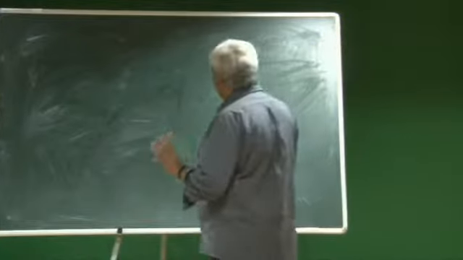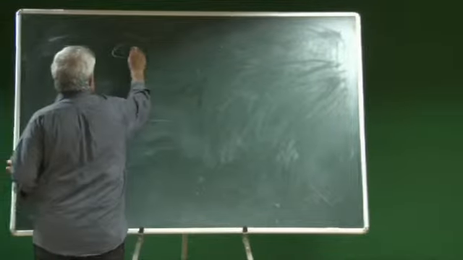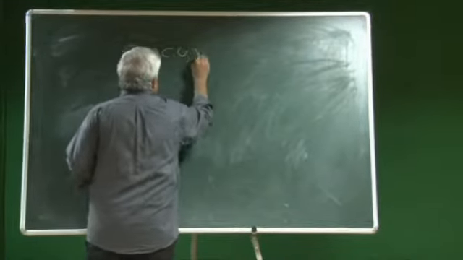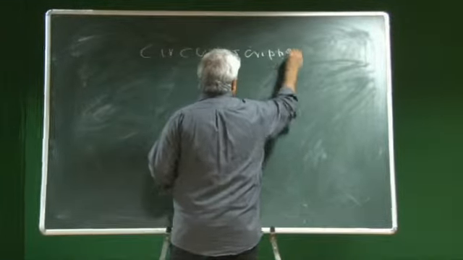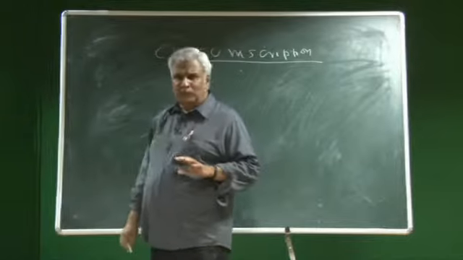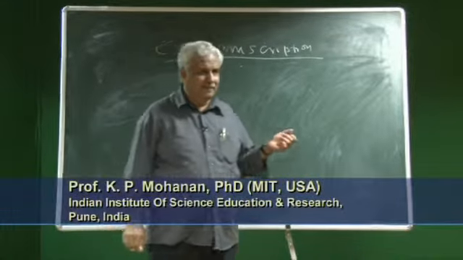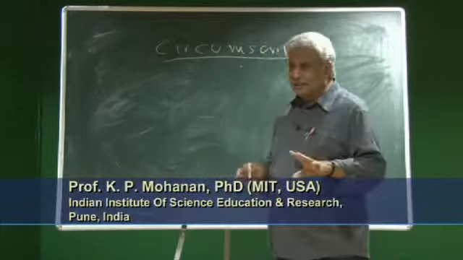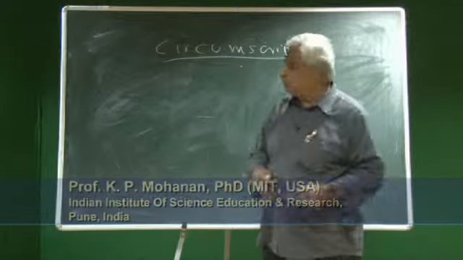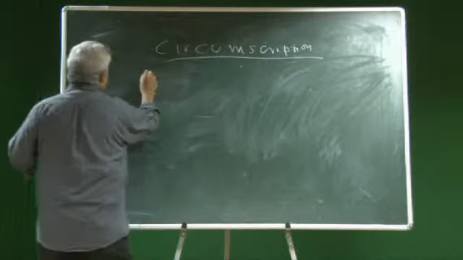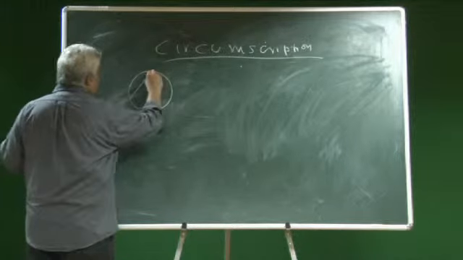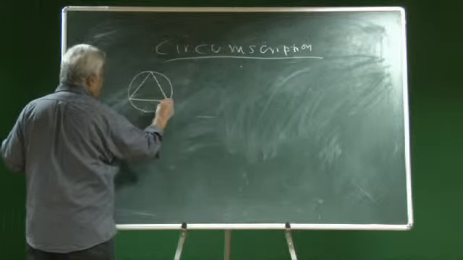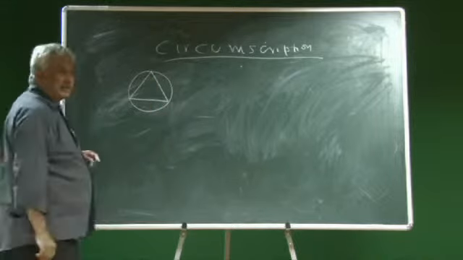The word I have seen all over the place is called circumscription. You must have learnt it, right? I've also seen statements like this when I read textbooks. If you have a circle like this, and if you have a triangle like this, the circle circumscribes the triangle.